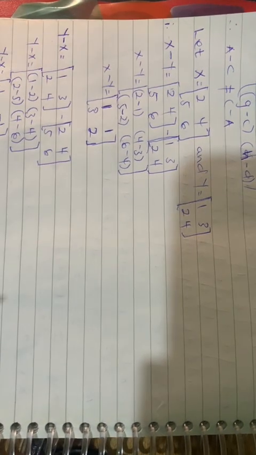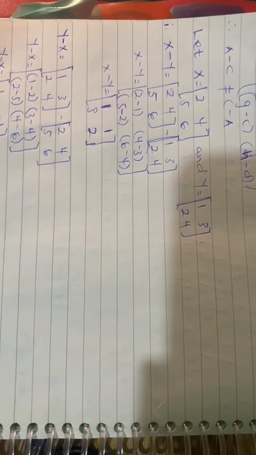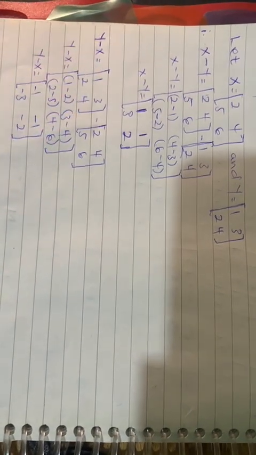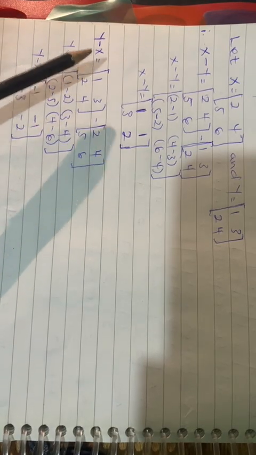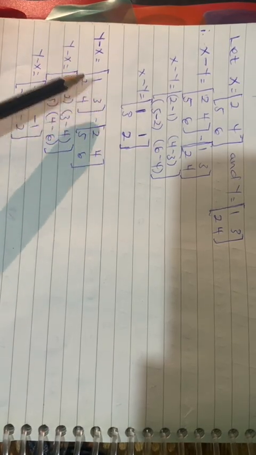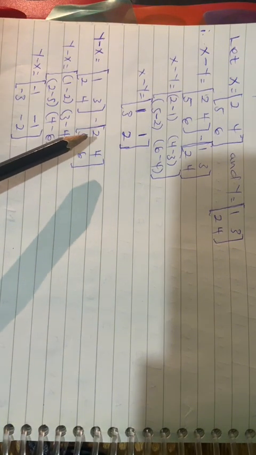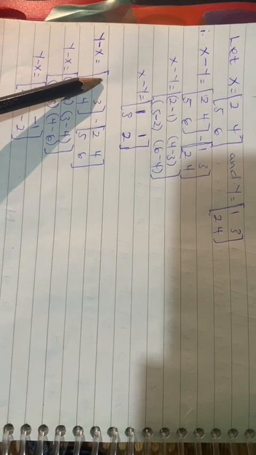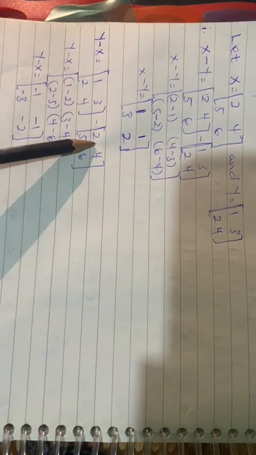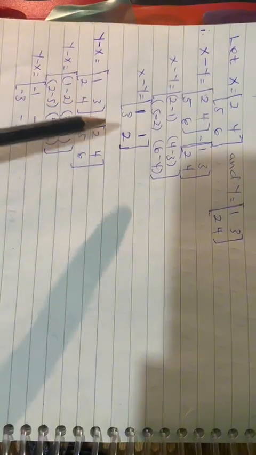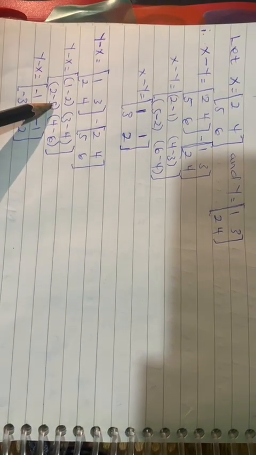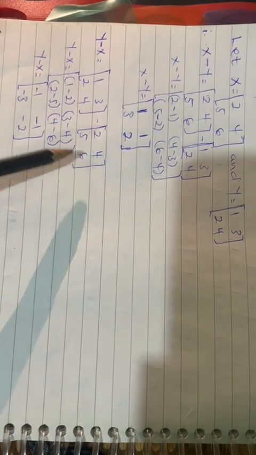Now let's find y minus x. So in this case, we are subtracting the matrix x from y. You get it? Now the matrix y is what? 1, 3, 2, 4. And the matrix x is 2, 4, 5, 6. So we're going to have 1 minus 2, which is this. 3 minus 4, which is this. 2 minus 5, which is this. 4 minus 6, which is this.